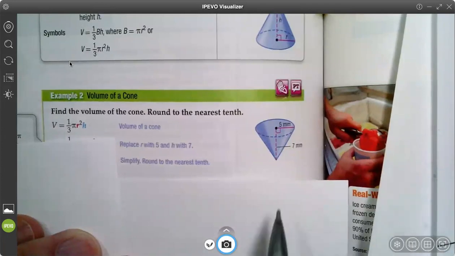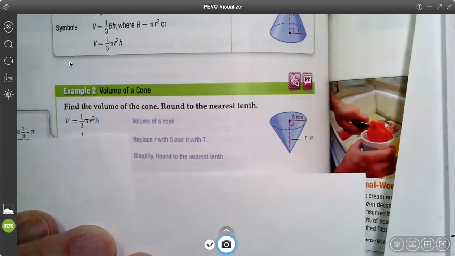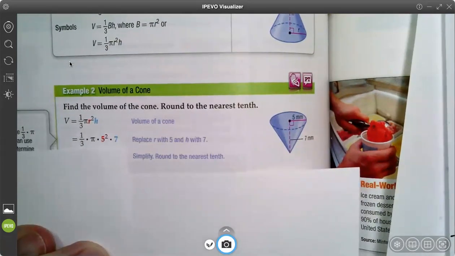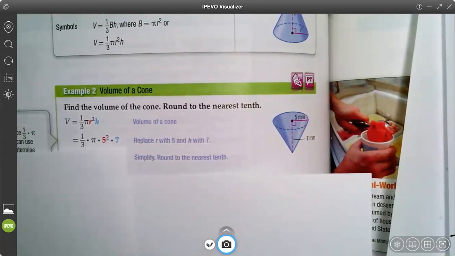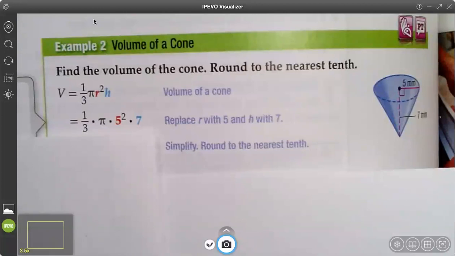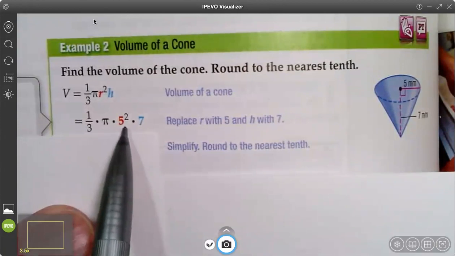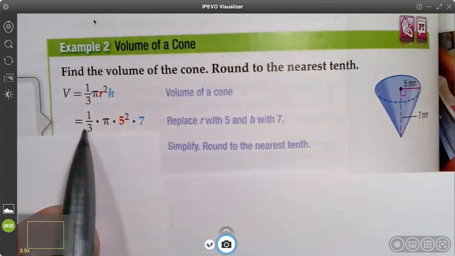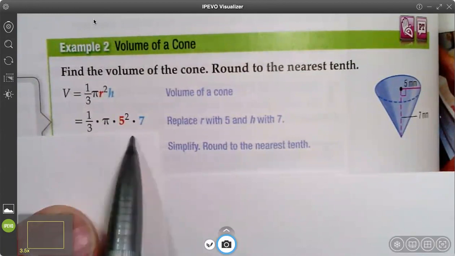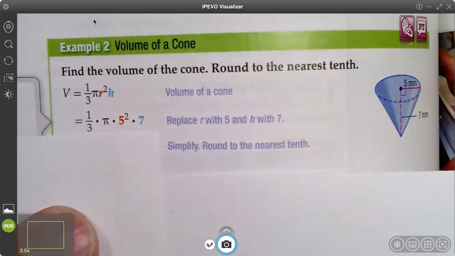It has a radius of 5 and a height of 7, which are the two measurements I need. So I'm going to plug in over here, radius of 5, height of 7. It is very important that we follow order of operations and we square this 5 first. Once you square that 5 and get 25, you can just leave that in your calculator if you have a scientific calculator and say times pi, times 1/3, times 7, or you can multiply those 4 in any order you want as long as you square the 5 first and get 25.